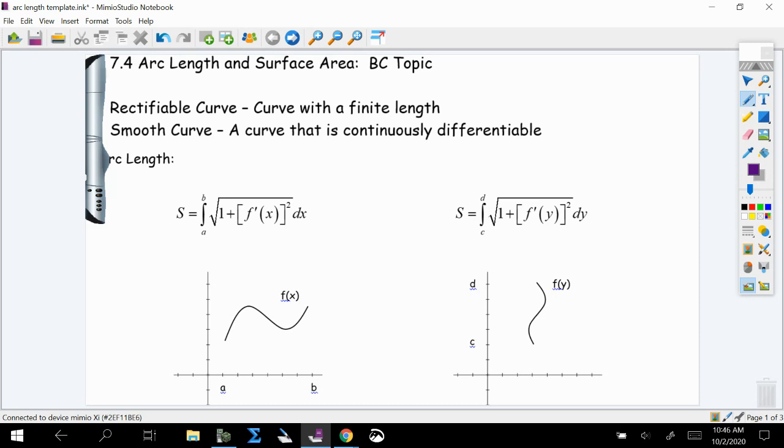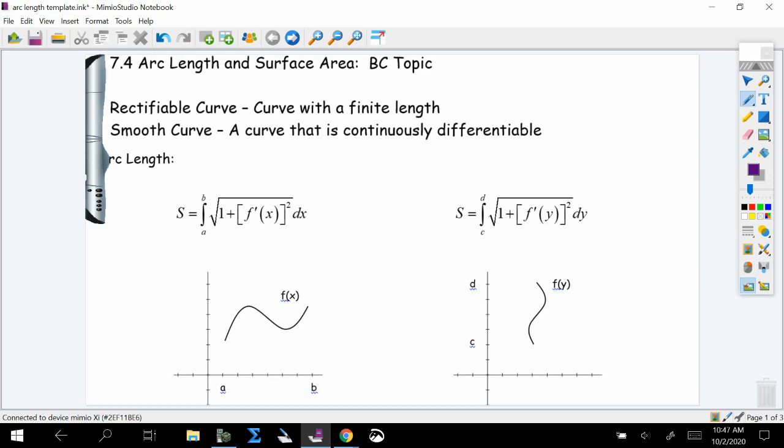It also is a topic that is only on the BC test. Even though this chapter that we've been working through is actually a Calc 1 chapter that we should have done last year before the closure happened, this particular topic within the chapter is not an AB topic, so it's actually something that is completely reserved for Calc 2.